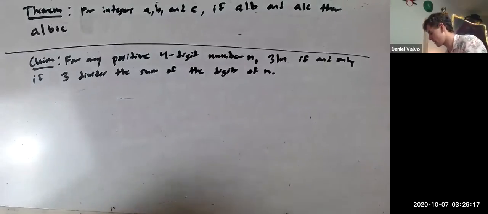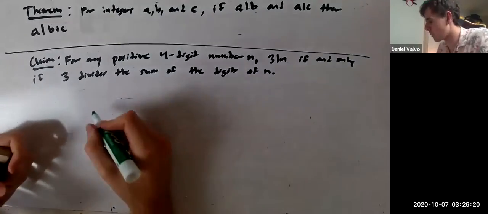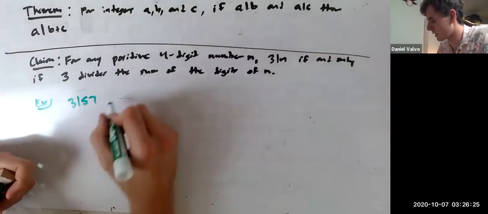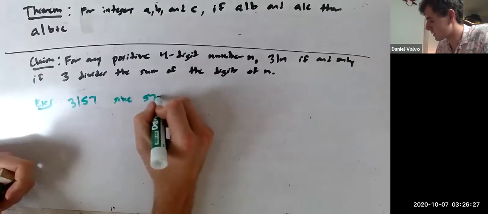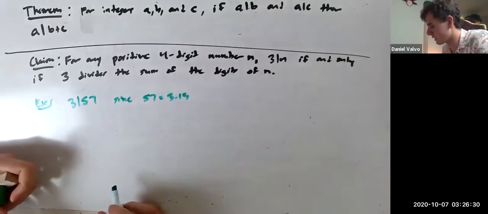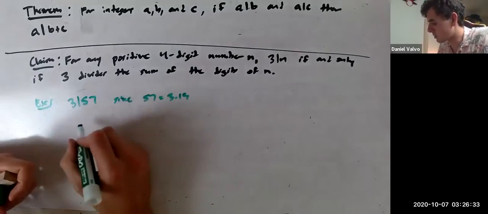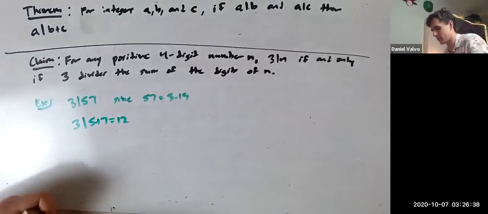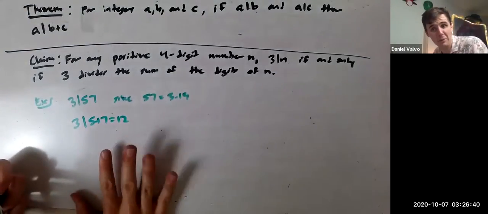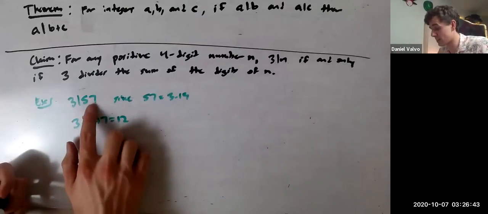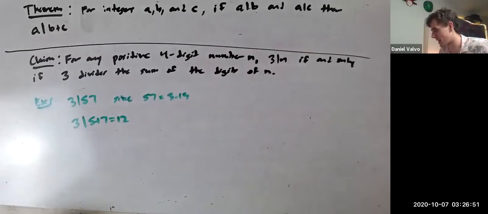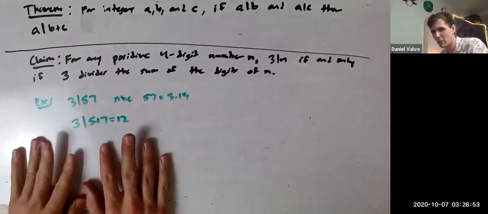And remember, for example, 3 divides 57, since 57 equals 3 times 19, right? And also notice that 3 divides 5 plus 7, which equals 12. That's just an example. That shows there's some merit to this. 3 divides 57. It also divides the sum of the digits, because 3 times 4 equals 12. That's why that works. So that was what we had right there.